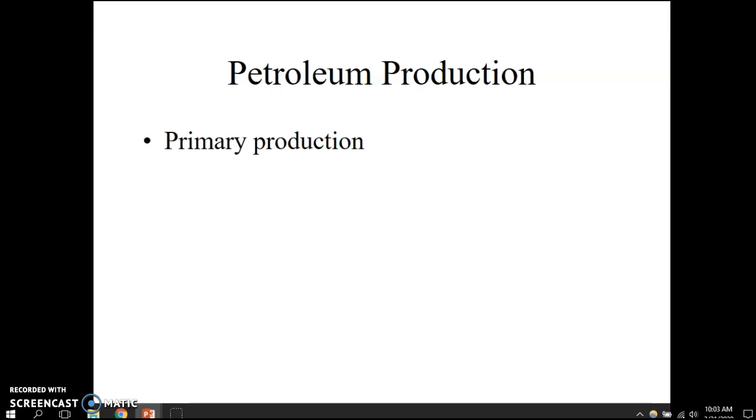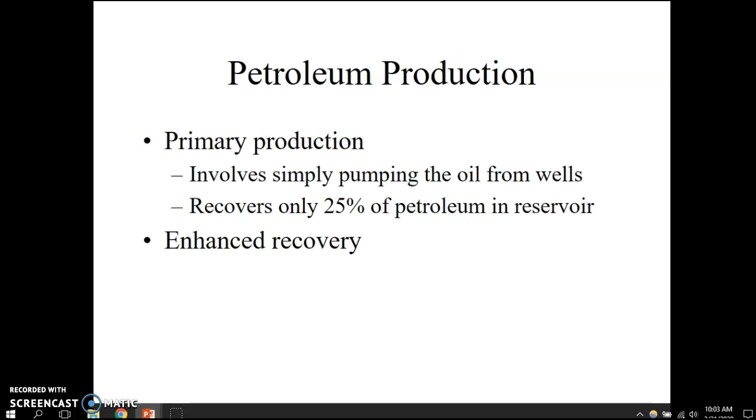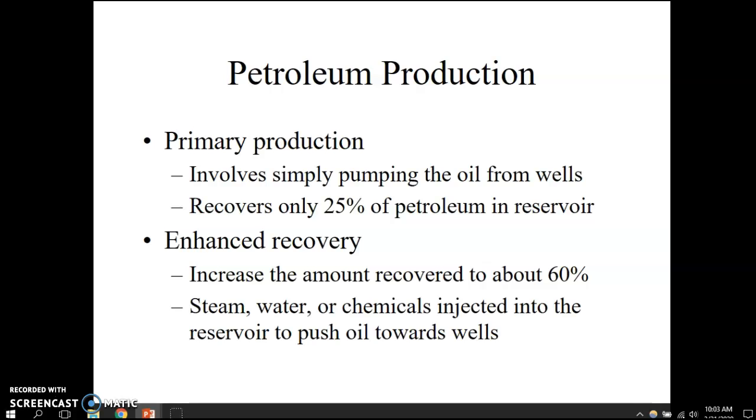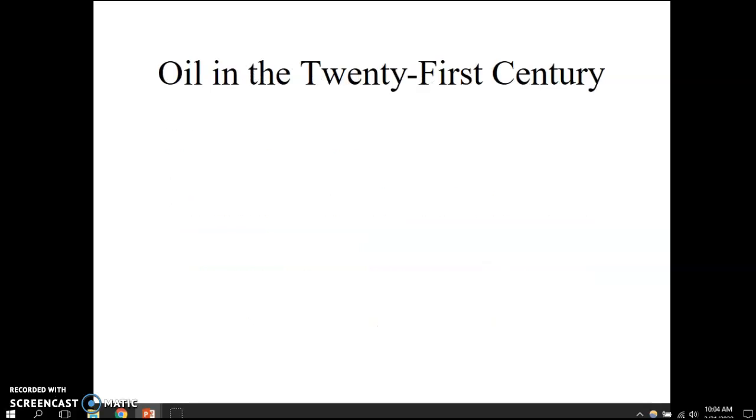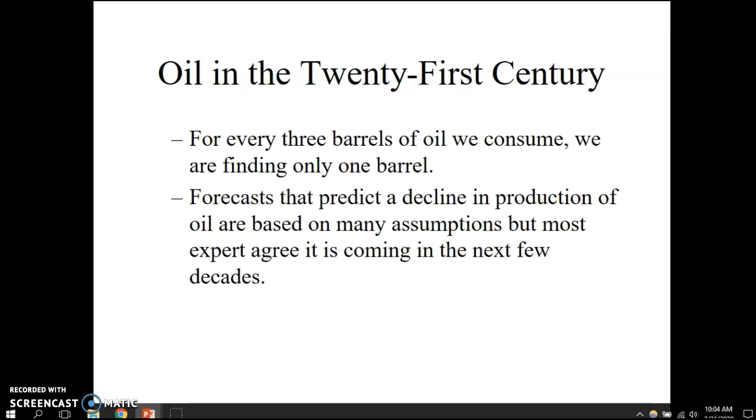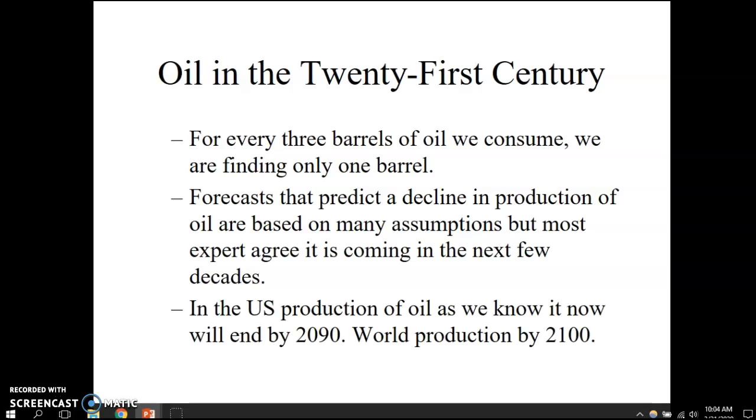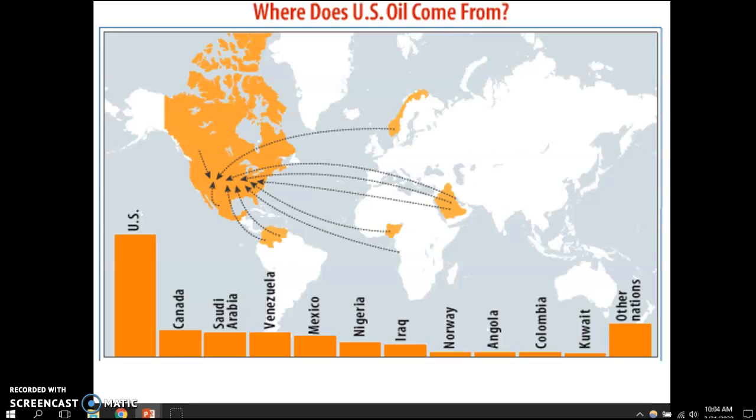Oil or petroleum is the same kind of thing as you're pumping it from a well, and this has increased production due to enhanced recovery, but it's still kind of the same thing where you're putting in a lot of steam, water, and chemicals to push the oil up towards the well. The problem here is that for every 3 barrels of oil we consume, we are only finding 1 barrel. So we are declining in oil because we're using it much quicker than we can find it. And so they do say that oil production will cease by 2090 and world production by 2100.